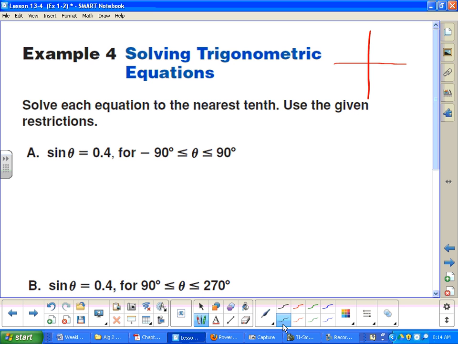Okay, how far the angle is from the x-axis. So that means if it's in the first quadrant, we're talking about this angle here. That would be the reference angle. If we're talking about an angle in the second quadrant, then we're talking about this angle here. The distance the line, or the angle, is from the x-axis.